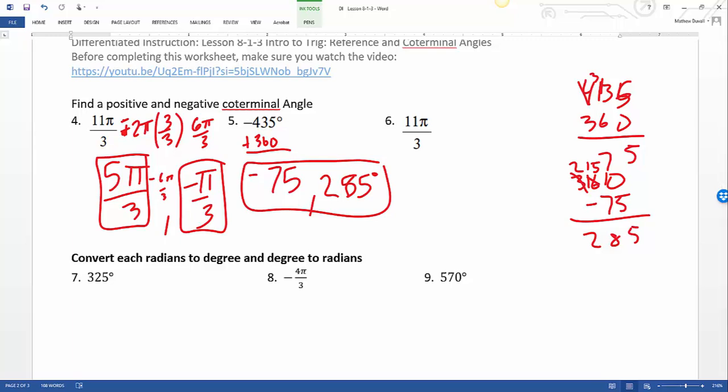I think this is supposed to be 6. But it's a duplicate, so we'll skip it.